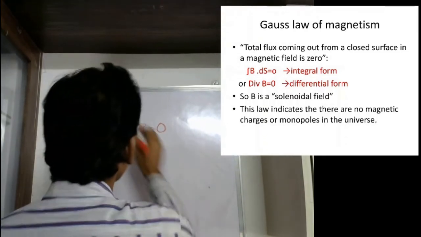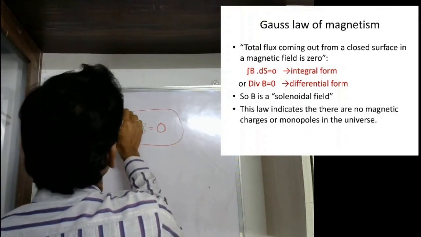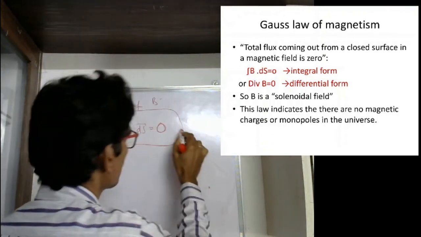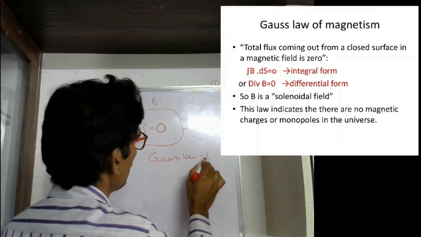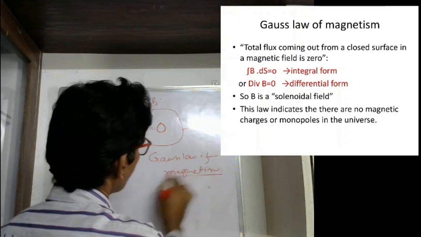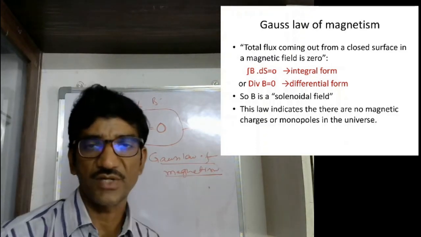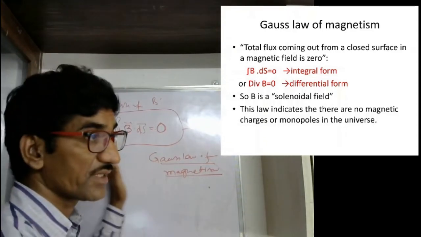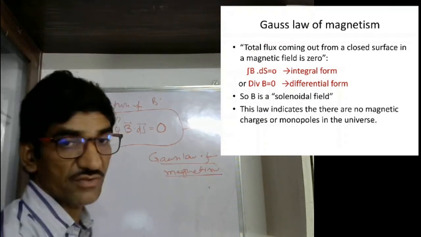What we are studying is the nature of B. This is called Gauss law of magnetism. In which form are you observing the Gauss law? In the integral form. Why? Because integrals are there.